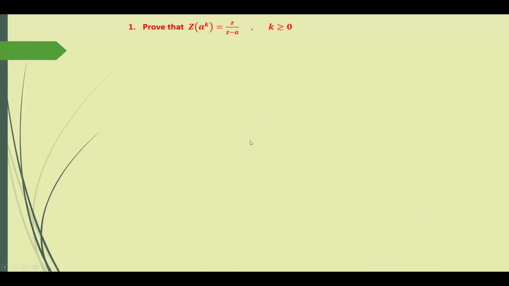Prove the first formula of Z transform. Prove that the Z transform of a raised to k is equal to z upon z minus a for k greater than or equal to 0, meaning for k positive.